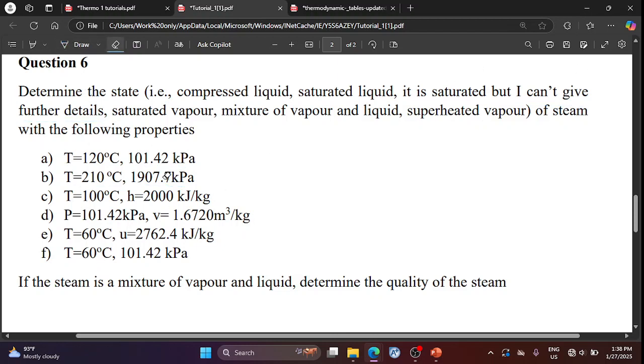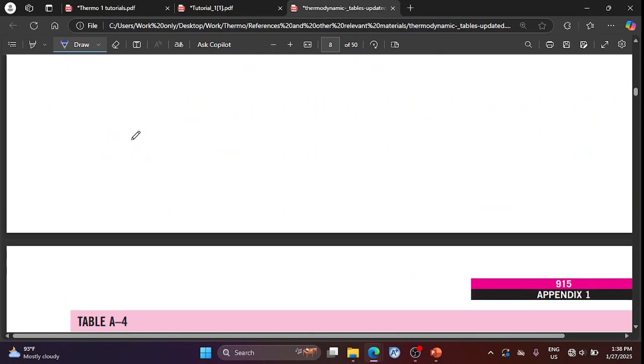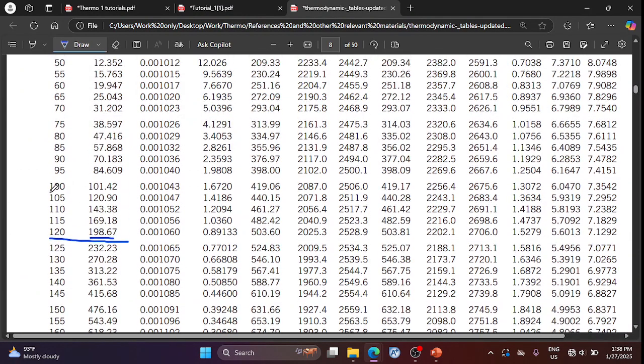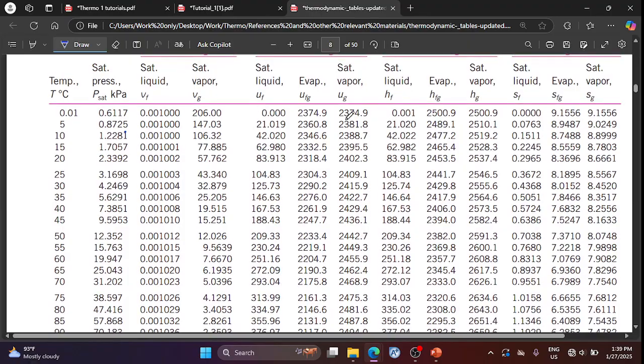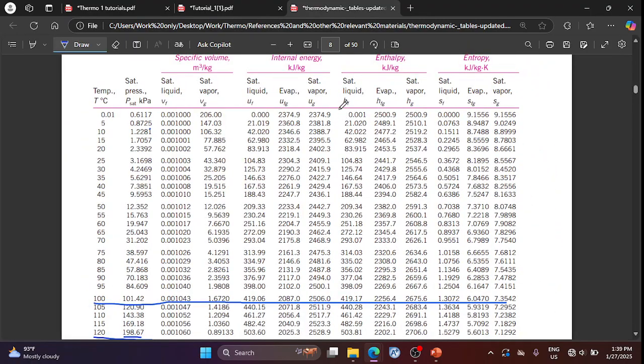Then we have another question here. T at 100 degrees Celsius and 2000 kilojoule per kilogram. So back to the steam table. If we come to 100 degrees Celsius, it's over here. So let me extend this so that we can consider our enthalpy values as well, because we are looking at enthalpy as well, 2000 kilojoule per kilogram. So our enthalpy values are here, and then here, the end here.